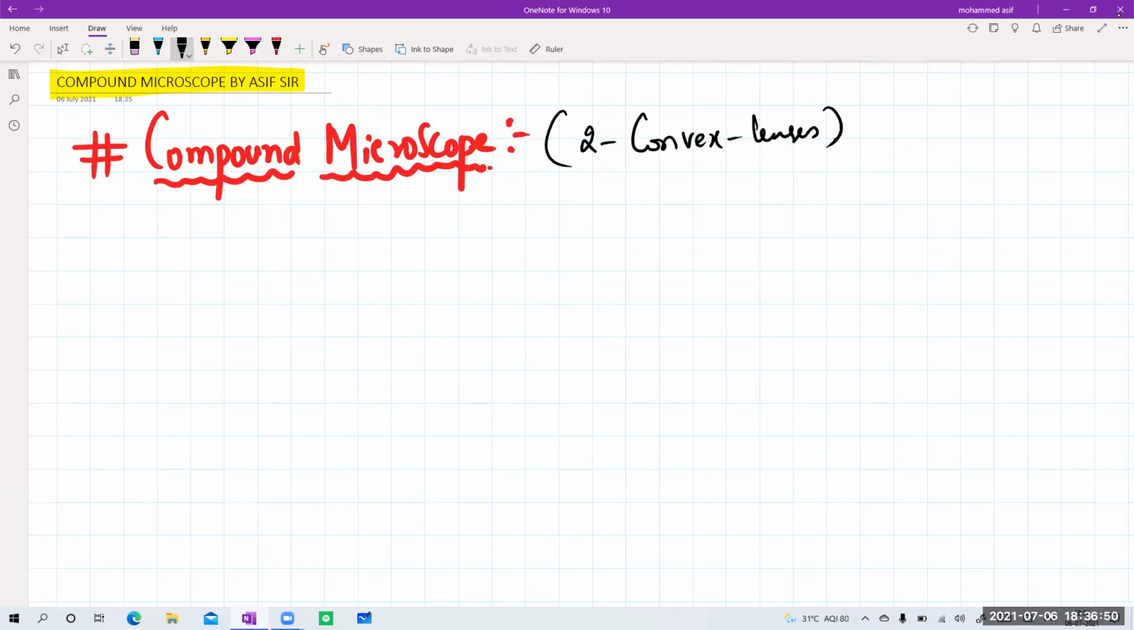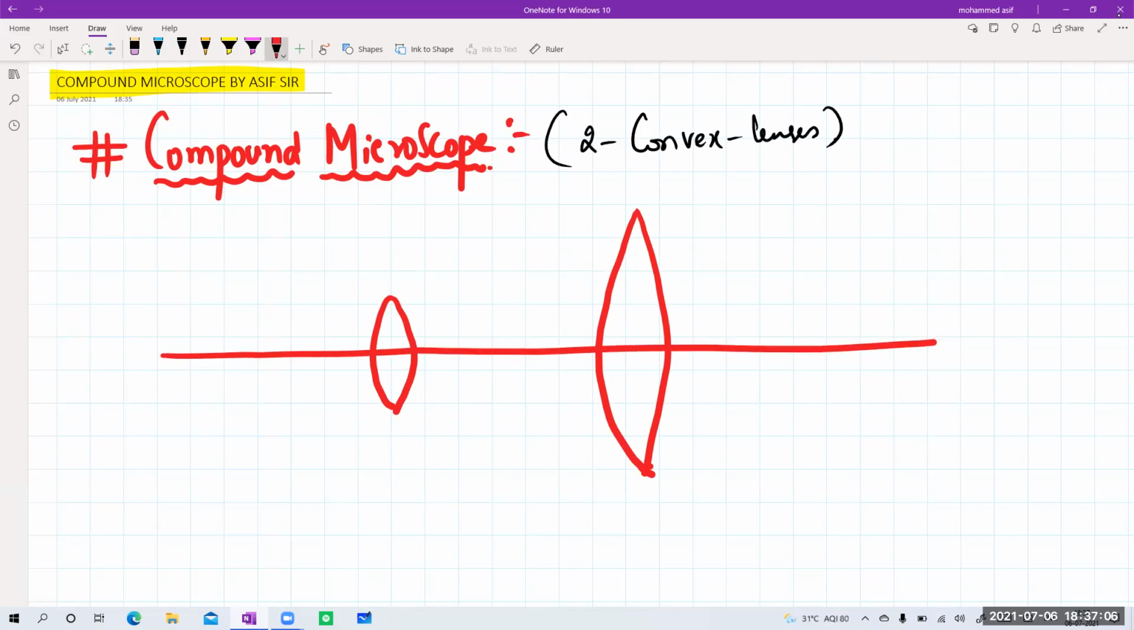Okay, let me draw the diagram for this roughly for you. The first one is a convex lens like this, then another one somewhere here. One small and one big. This one is your principal axis. This one has the smaller focal length, which is known as the objective, and this is known as the eyepiece, by which you are seeing it. So your eye is somewhere here.